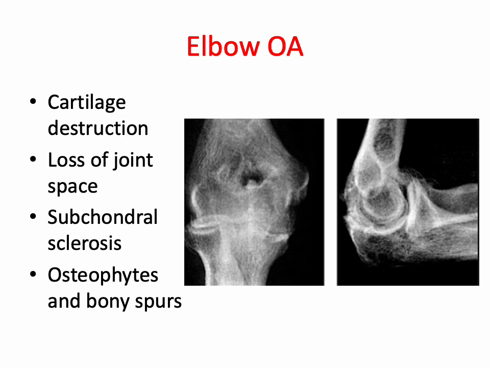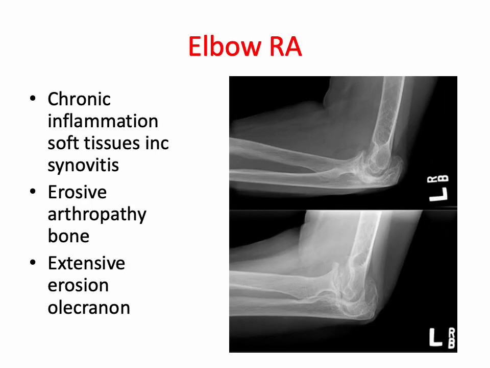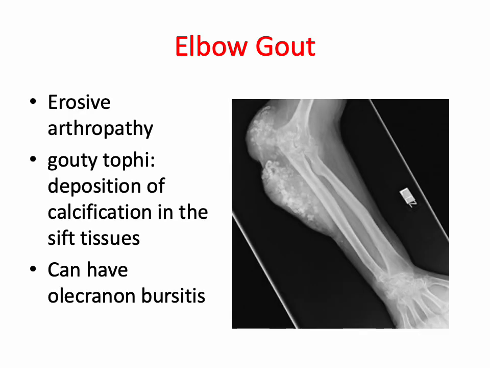A brief discussion on some of the arthritic changes around the elbow. So osteoarthritis, and the typical findings of the elbow, or sort of anywhere, are destruction of cartilage, which you'd see on MRI. You've got joint space loss. You can have subchondral sclerosis, which means below the articular surface, below the cartilage, we have sclerosis, and the formation of osteophytes, which we're seeing, say, here. Rheumatoid arthritis is an erosive arthropathy. So here we can see that there's extensive erosive change at the olecranon. Gout is another erosive arthropathy. Here we can see there's deposition of gouty tophi in the soft tissues. Like I said before, can be associated with olecranon bursitis as well.